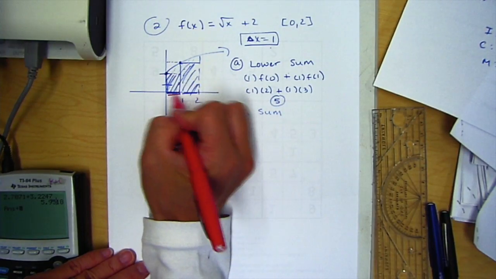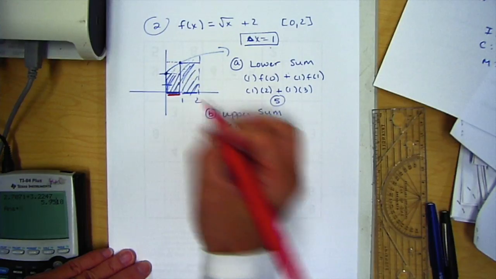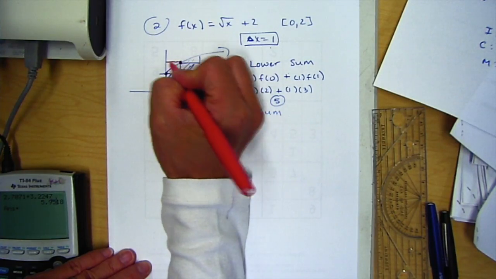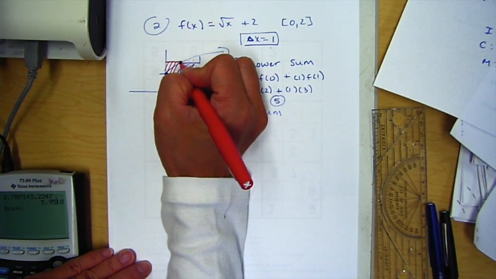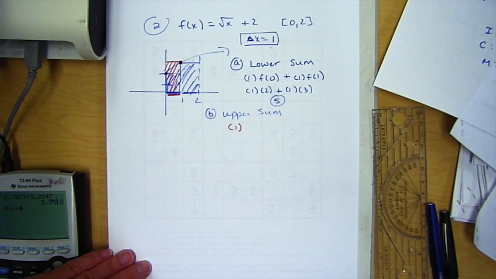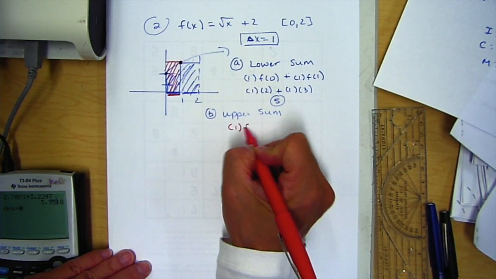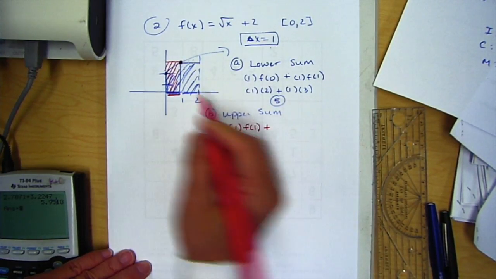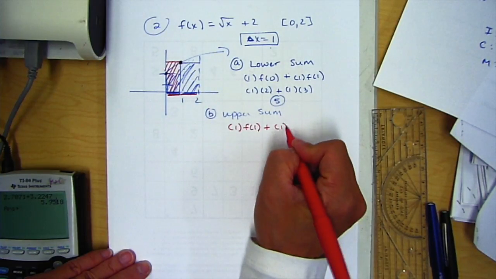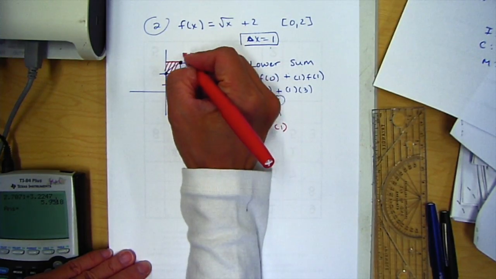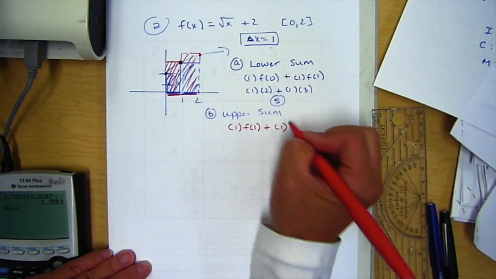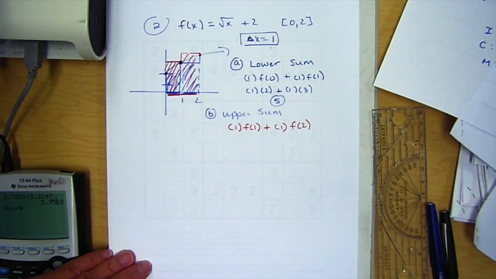So my width is still 1, that doesn't change, but this time I'm going to draw the rectangle like this. So I'm going to hit the curve at x equals 1, or the right side. So this would be f of 1, plus the second rectangle, still width is 1. I'm going to make it hit on the right side. If I go straight across, notice the height of the second rectangle is f of 2.